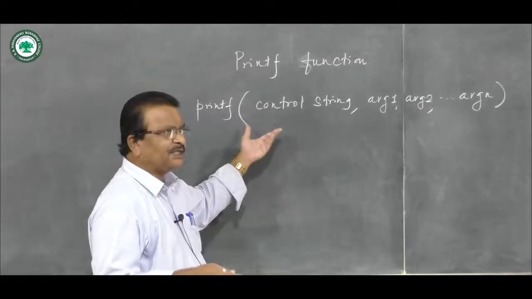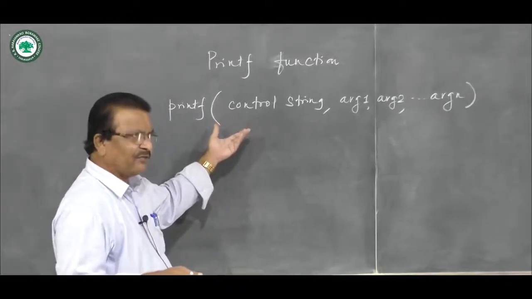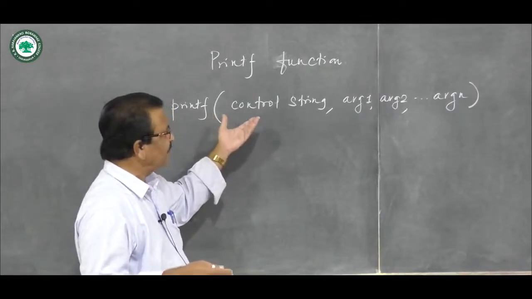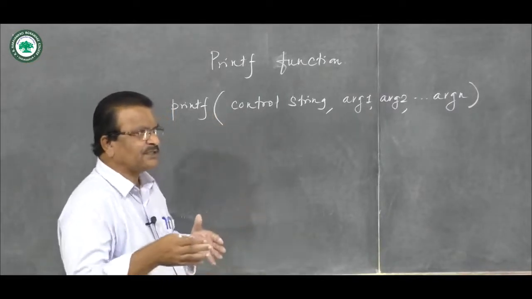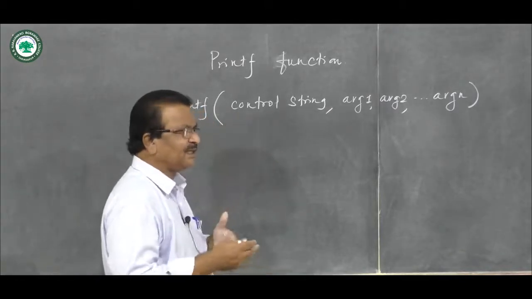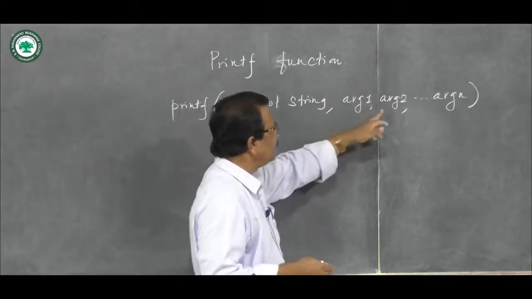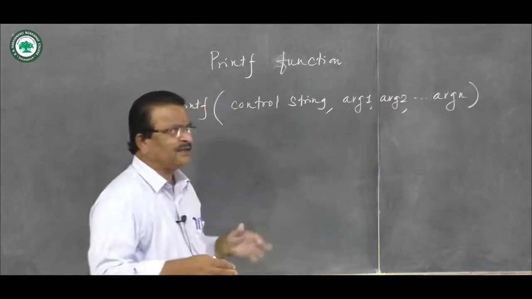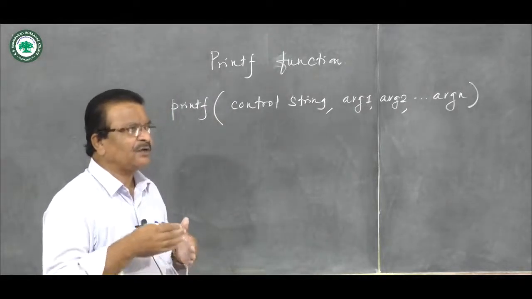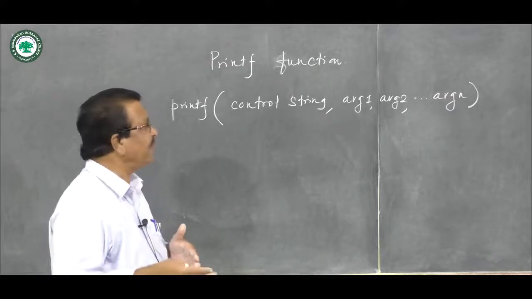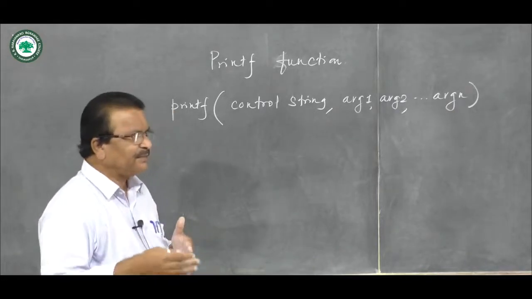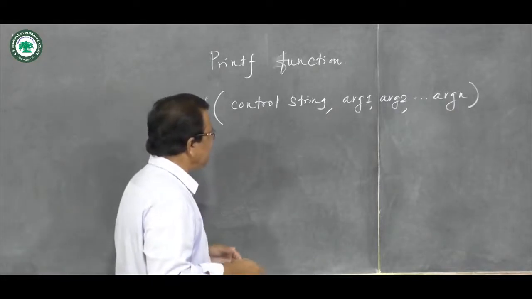So this particular description is similar to scanf function. The role of control string, the general form of printf function is almost the same as scanf function, and control string is exactly the same as that of scanf function. Argument 1, argument 2, argument 3, argument n, these are variables or numerical values or array names or more complex expressions.